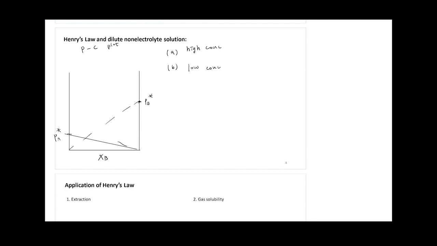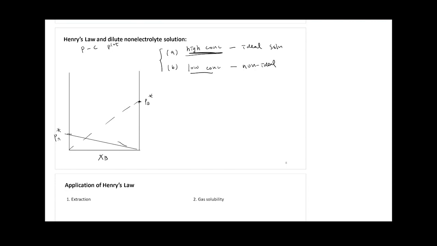If you have a low concentration of B, it is going to look more like non-ideal, okay? But at the same time, you have high concentration of A. So for B, it's going to be a non-ideal solution, but for A, it will be more or less ideal. Okay, so to answer this question, it really depends on where you stand. If you just look at B, then high concentration will be more like the ideal solution, and the low concentration will be the non-ideal solution.